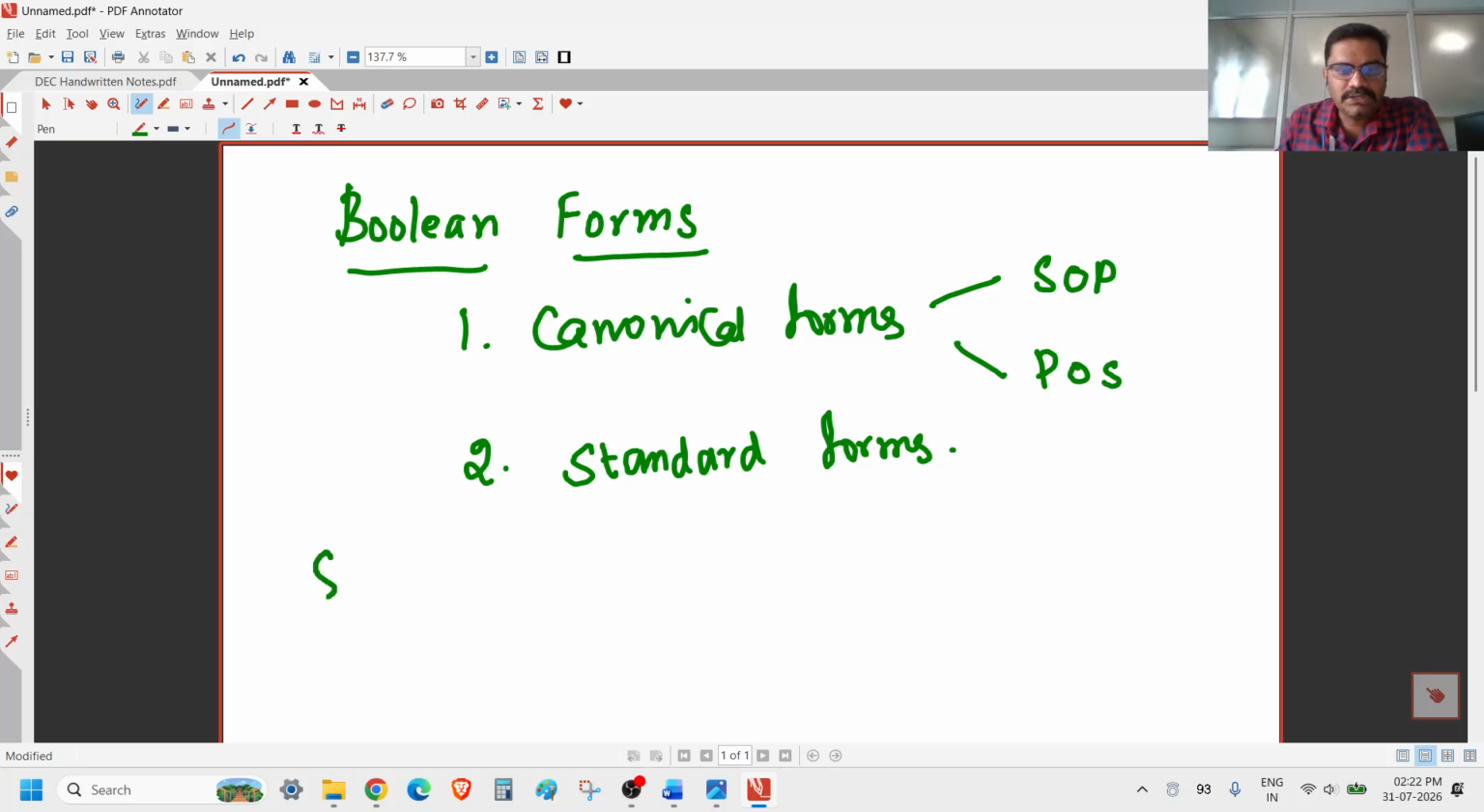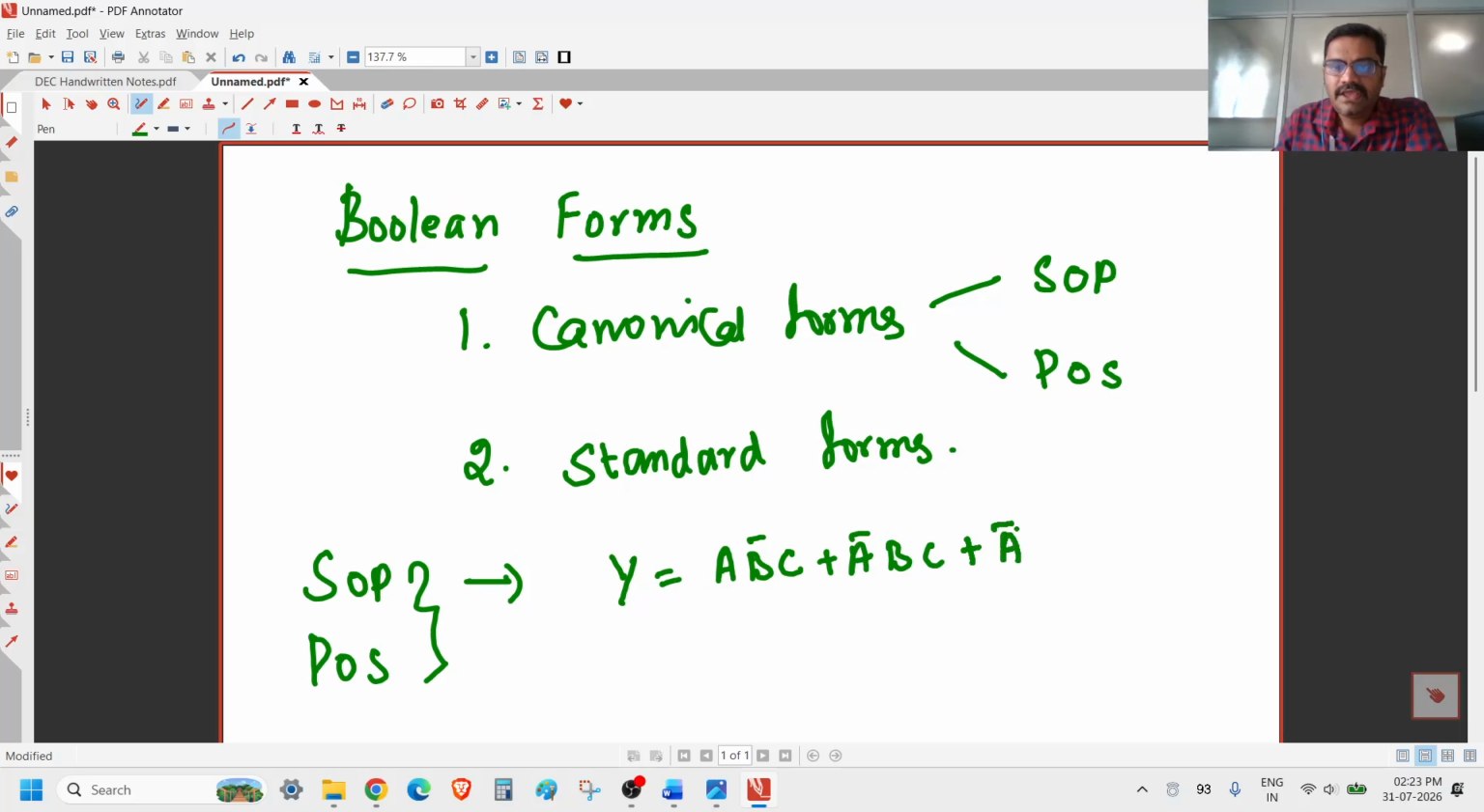Initially, what is SOP and what is POS, that we are going to discuss. Generally SOP means sum of product form. For example, y is equal to a b bar c plus a bar b c plus a bar b bar c bar. So the sum of product form is in this nature. You can see these are the products, right? So the sum of these products, that is why this is called SOP.